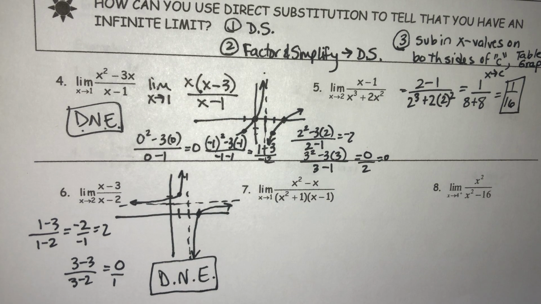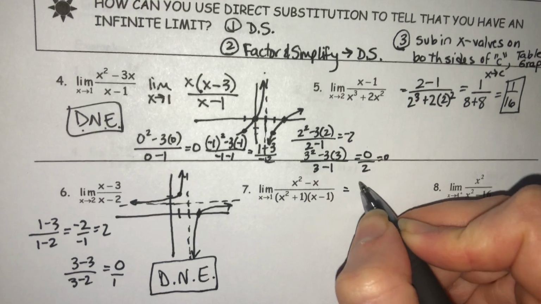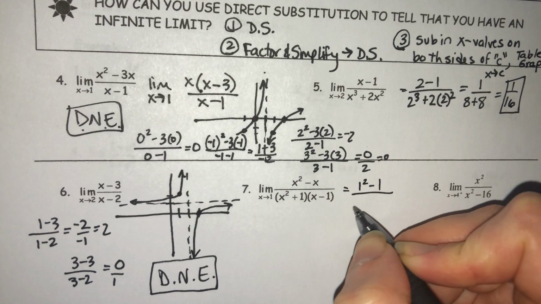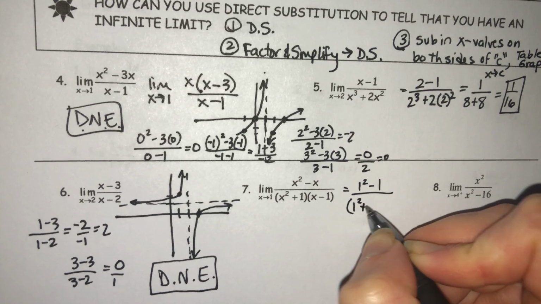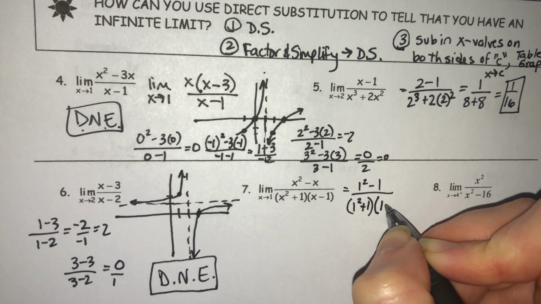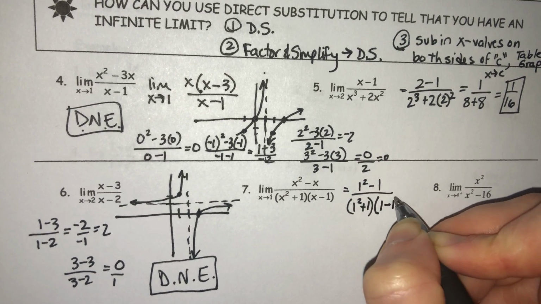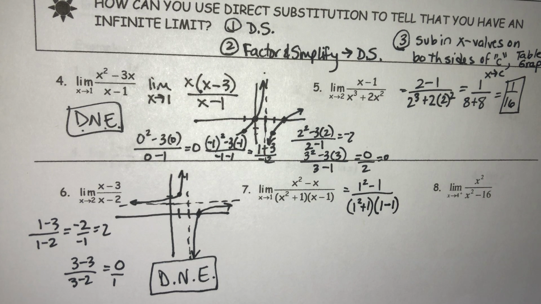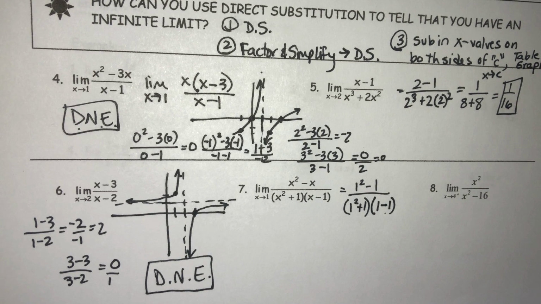All right, let's take a look at number 7. Let's try a direct substitution here. 1 squared minus 1, 1 squared plus 1, 1 minus 1. Oof. Oh, wait. So direct substitution doesn't work, right? Because we have 0 here and 0 times this is 0 and the denominator equals 0. So we can't do direct substitution.